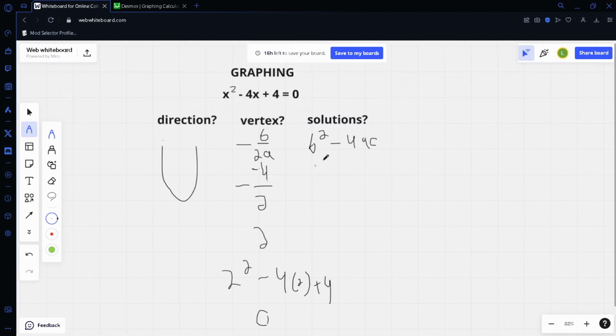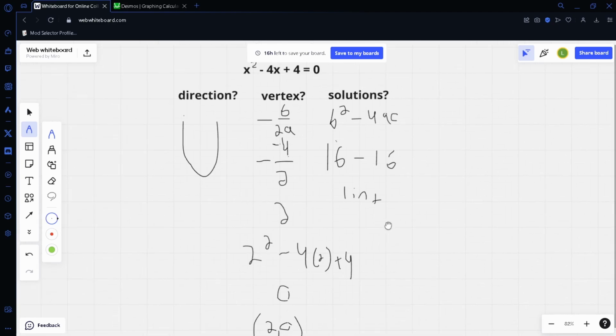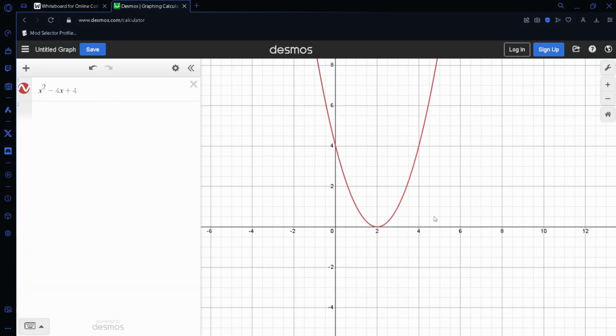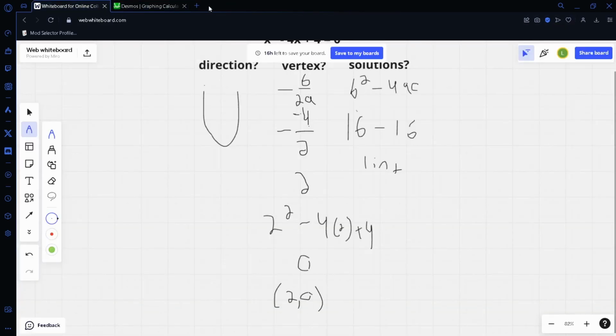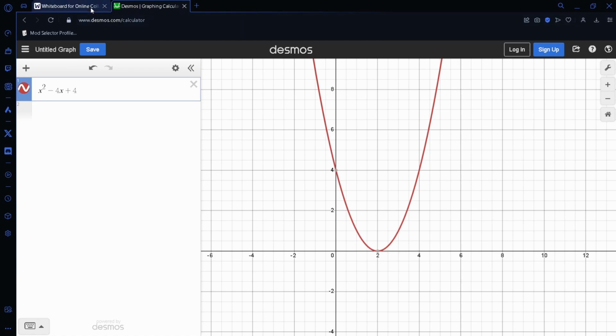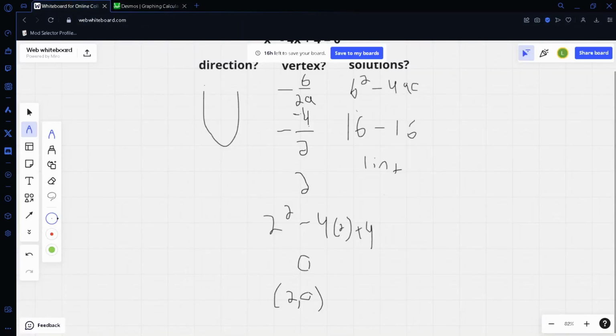Then the number of solutions on the graph: b squared is just going to come out to 16, minus 4 times a times c is also 16, and because this is 0, we can expect to have one solution or one x-intercept on the graph. Sure enough, if we take a look, our graph is going up, the vertex is at 2, 0, and there is one solution.